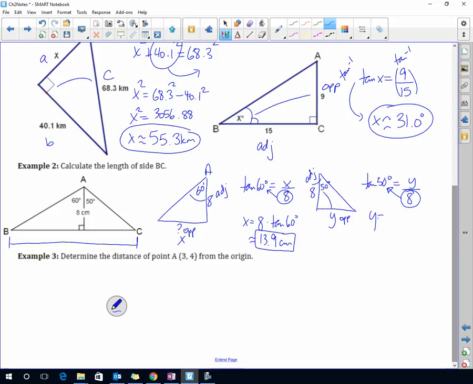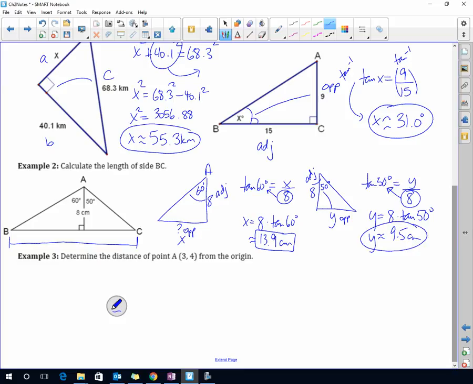I get 9.5, and that would be centimeters. Does that make sense that I would get a smaller length opposite a 50 degree angle versus a bigger length opposite a 60 degree angle? Yes, so let's answer this question.